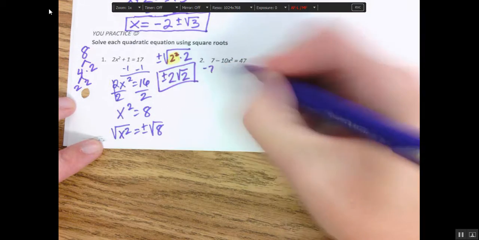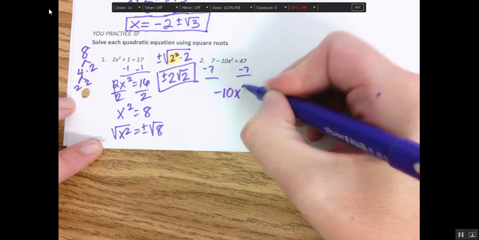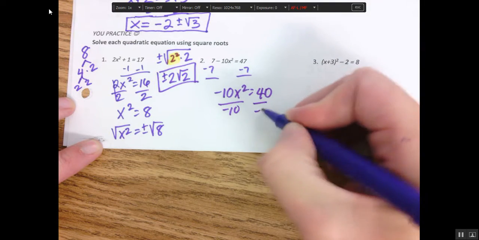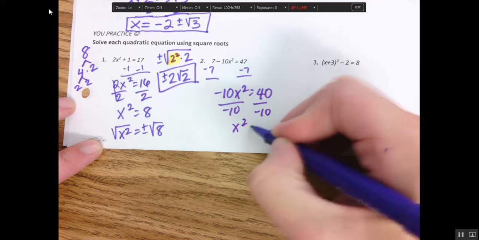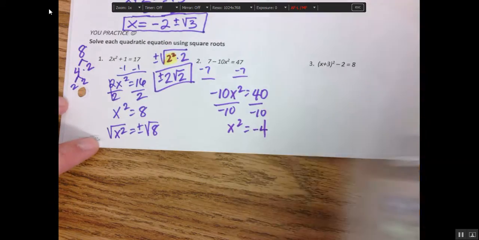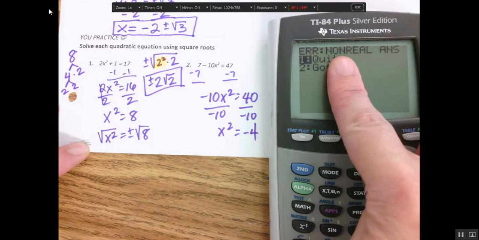For this one, you subtracted the 7, and then you remembered to put the negative on the 10, and you divided it by negative 10, and you got x squared equals negative 4. And what does your calculator say if you try to do square root of negative 4? Error. It should, yeah. Okay. So it says non-real answer.